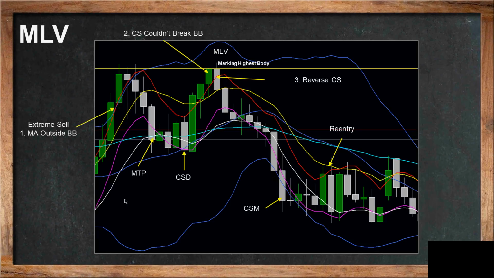First, you need to have an extreme, and after TP wajib, after mandatory take profit, there's a candle that couldn't break the Bollinger Band. So if it's going up, a candle that couldn't break top BB. And then the third characteristic is the reverse candle.